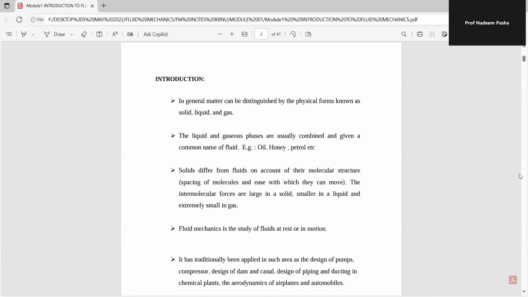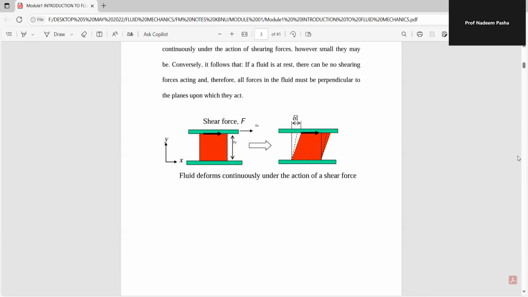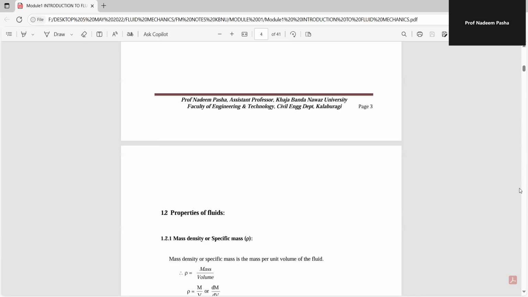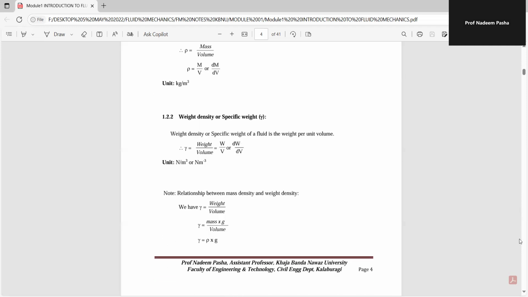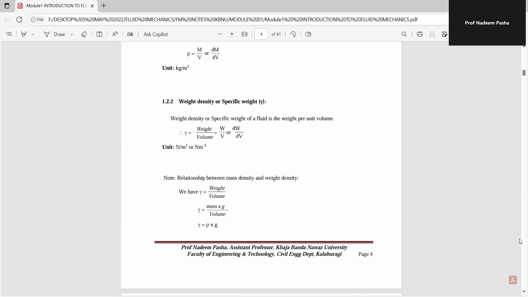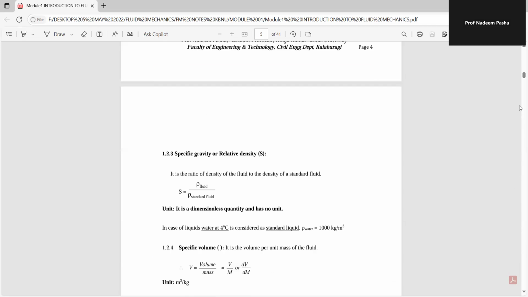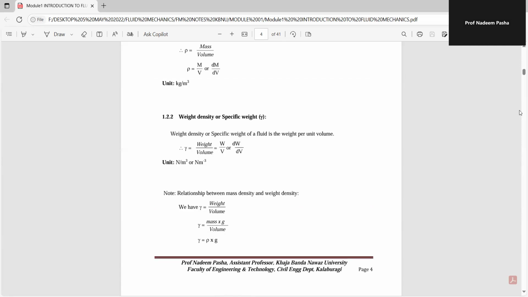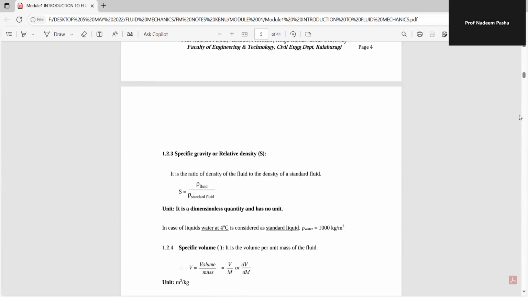So, what exactly is a fluid? A fluid is a substance which undergoes continuous deformation under the application of loads. Next, properties of fluid: density, nothing but mass by volume. SI unit is kg per meter cube. Weight density is weight by volume. SI unit is Newton per meter cube. W is equal to mg, that is weight is equal to mass into acceleration due to gravity. Specific gravity or relative density is nothing but density of fluid divided by density of standard fluid. This was a very important definition, as it was helpful while solving the problems.